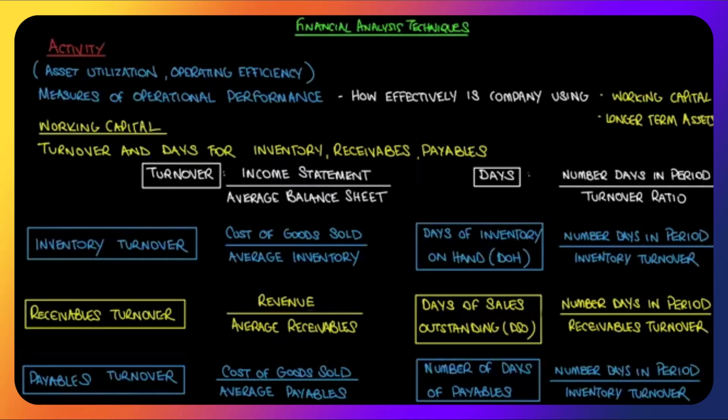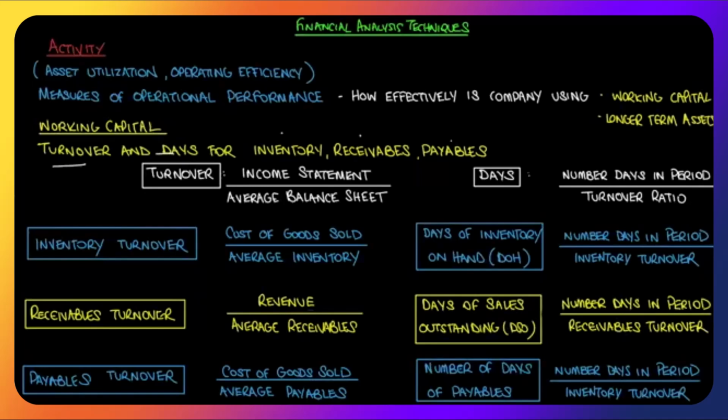Let's start with working capital, because there are 6 ratios here that we can group together and learn as a group and kind of make it easier to keep in our head. And they are our turnover and days. So 2 types, turnover and days, for inventory, receivables, and payables. 3 big aspects of your working capital. To calculate the turnover ratio for each, because there's a turnover and a days for each of the 3, that's where the 6 come from.